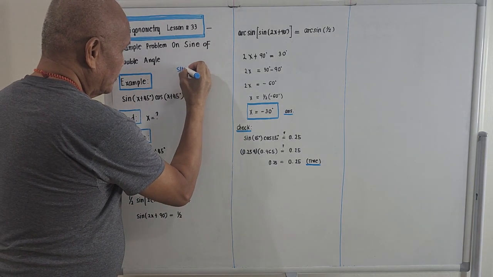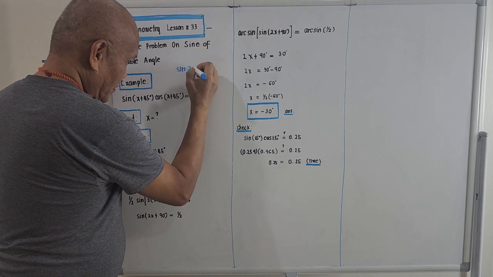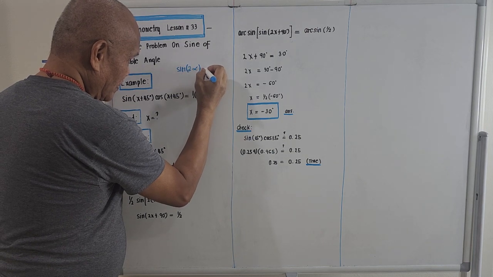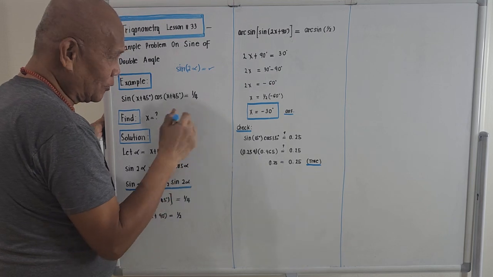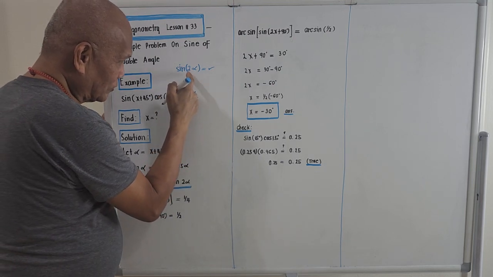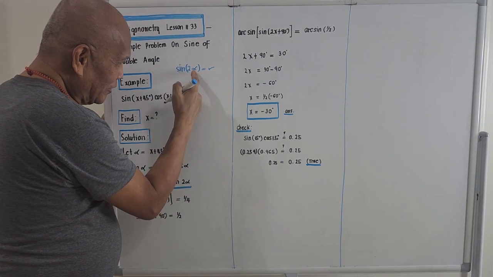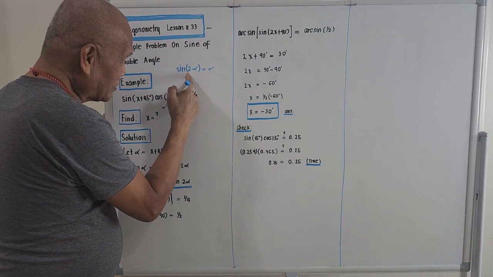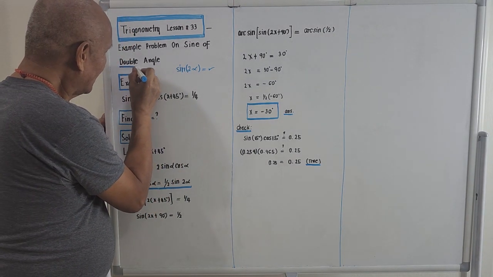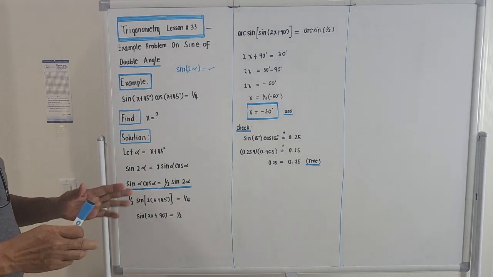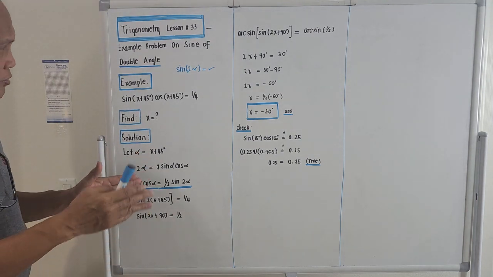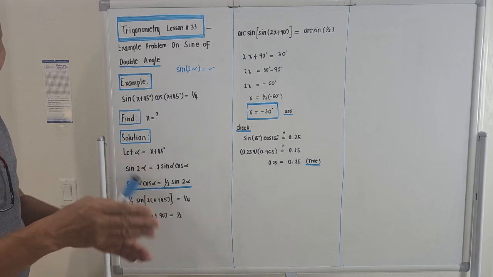Sine of twice alpha. The variation of the problem falls under the so-called sine of double angle, meaning we have an angle and it is twice. That's why it's a double angle. So at least we could visualize the importance of the expansion of the sine of a double angle.